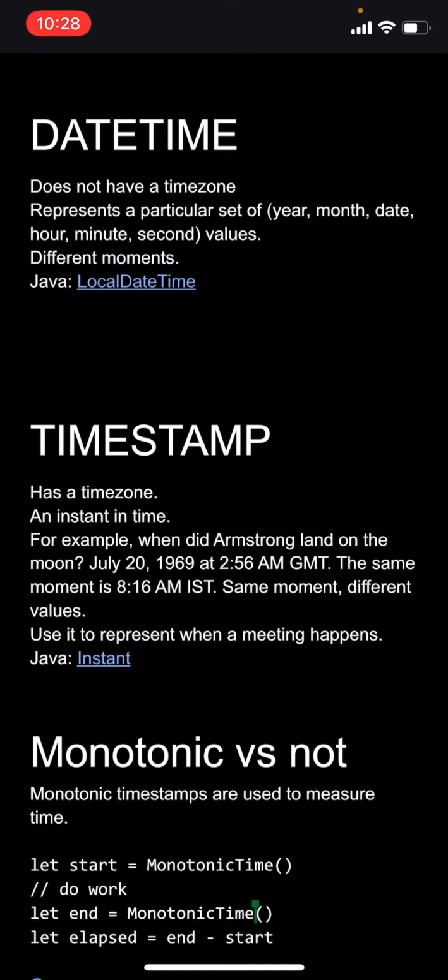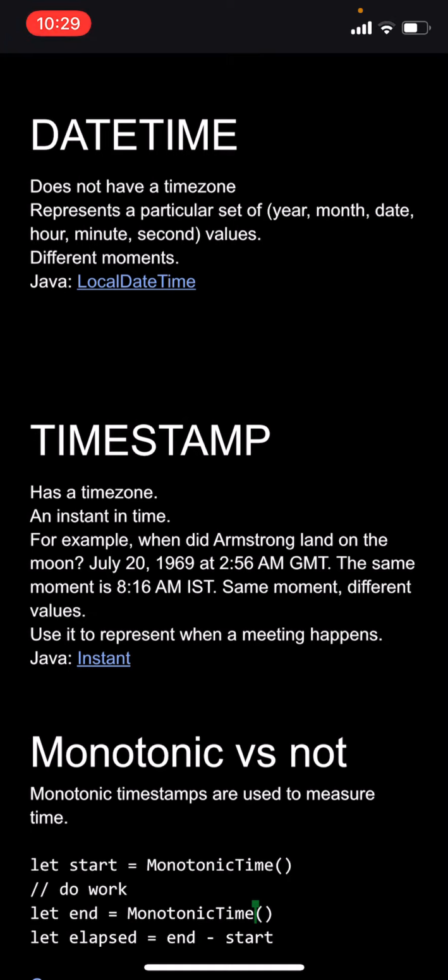So you should not use datetime to represent when a meeting happens. Because if you have some people in your team in the US and some in India and you say the meeting happens at 9 a.m., then the Americans will connect to the meeting at a different time from the Indians. Because that's what datetime is. It means 9 a.m. in the abstract. So if you're building a calendar app, you should use timestamp to represent when a meeting starts, not datetime.